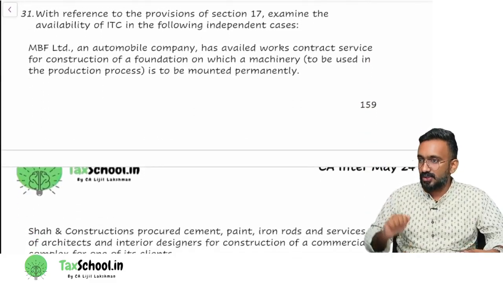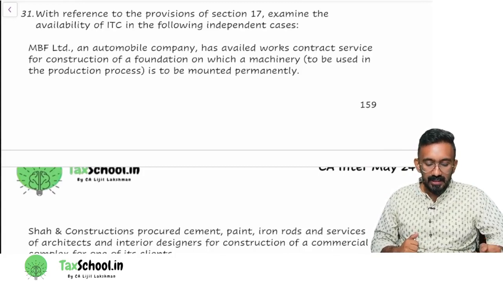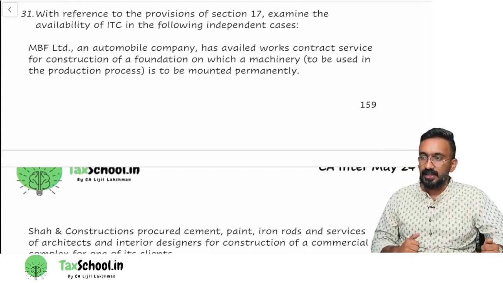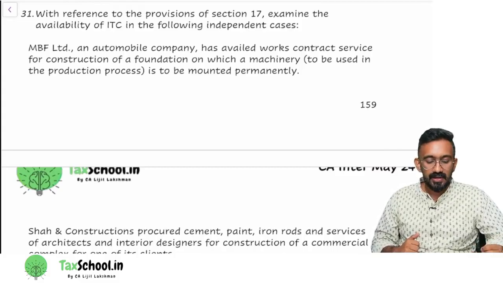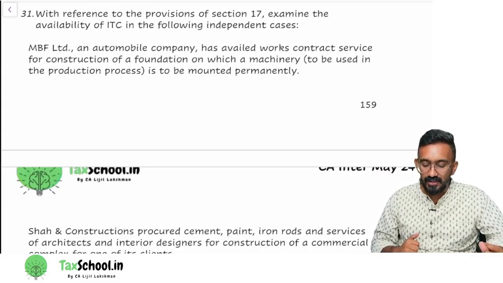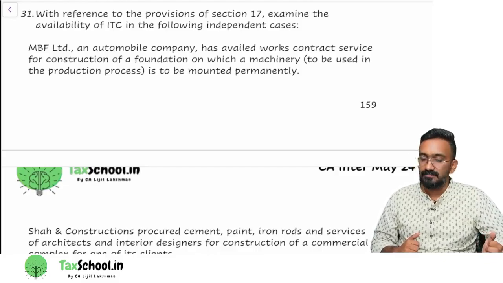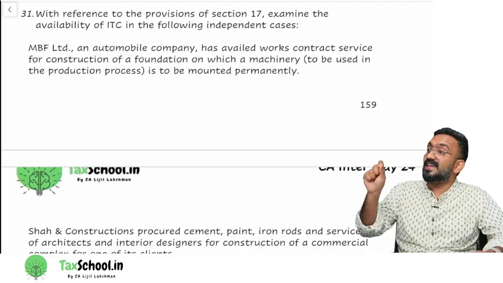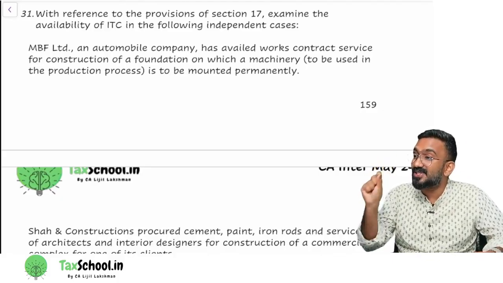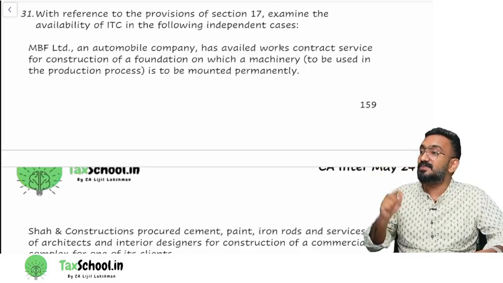Question 31, the last question for this segment. With reference to the provisions of section 17, examine the availability of ITC in the following independent cases. MBF, an automobile company, has availed works contract service for construction of a foundation on which a machinery to be used in the production process is to be mounted permanently. Can they take ITC of this? Yes. Why? A machinery is plant and machinery. If there is a foundation for plant and machinery, it is an exception to the blocked credit.